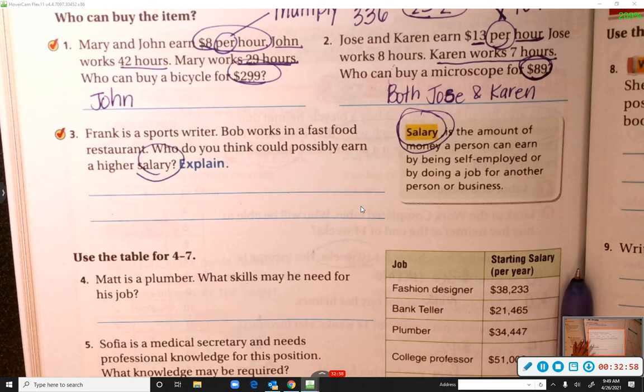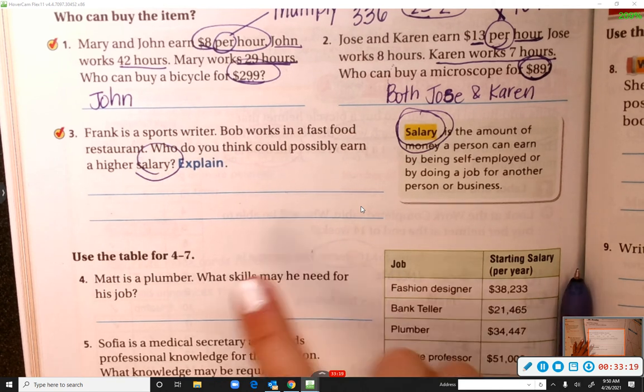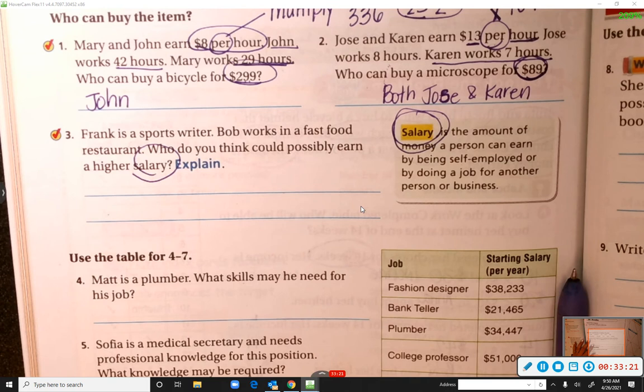What about if you go to a regular restaurant? But that's different. We're not talking about a regular restaurant because you could get paid good money for that depending on where you're working, okay? But a sports writer requires more knowledge, more school, more skills than working in fast food. So Frank is going to have a higher salary. Okay, makes sense?